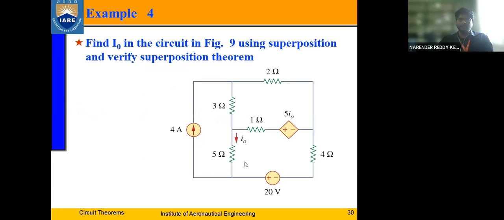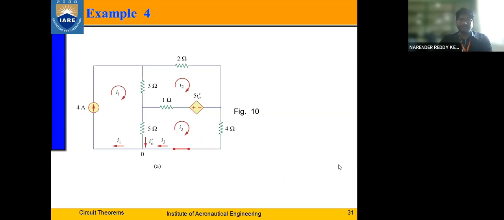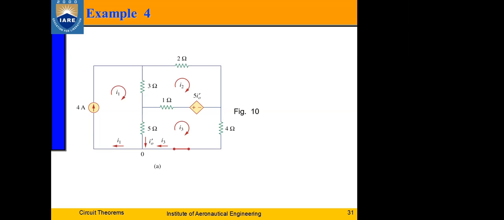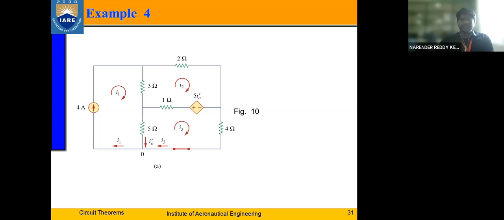Assume case 1 where the 20 volt source is replaced by a short circuit, and the 4 amp source is the only source acting now. So what will be the resultant circuit? This will be the circuit, right? Yes, sir. So what should be done next once you have a circuit of this kind? What you are interested in is finding the current flowing through this 5 ohm resistor, right?